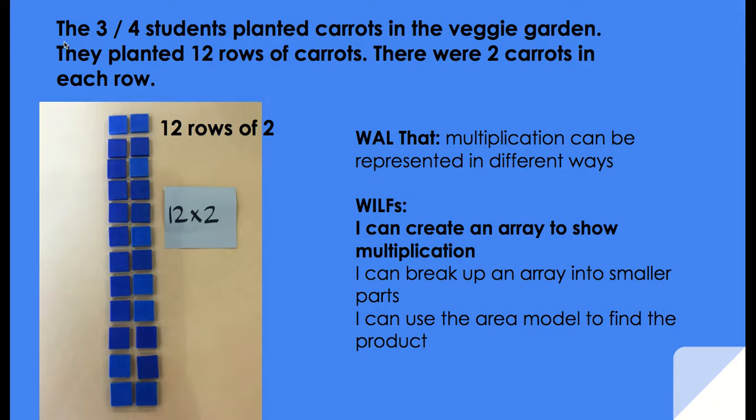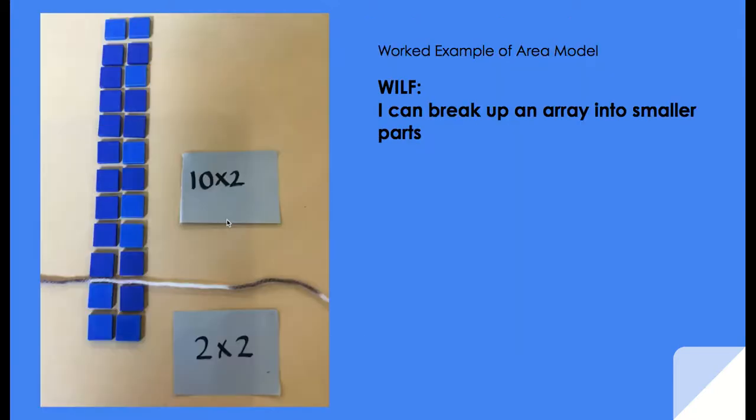Here's the story. The grade 3-4 students planted carrots in the veggie garden. They planted 12 rows of carrots. There were 2 carrots in each row. So we've made the array here and we've written the label 12 rows of 2. That's 12 rows of 2.